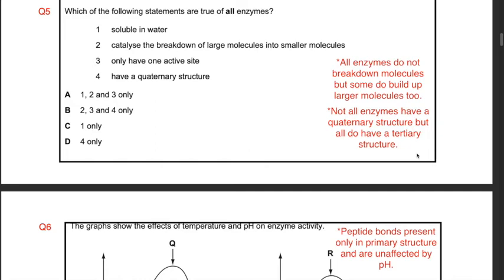All enzymes do not break down molecules. Some enzymes can even build up larger molecules from smaller ones. Hence, answers having 2 in it are incorrect, leaving us with the answer being either C or D. And not all enzymes have a quaternary structure, but all enzymes do have a tertiary structure. Therefore, 4 is incorrect. It is not true of all enzymes.